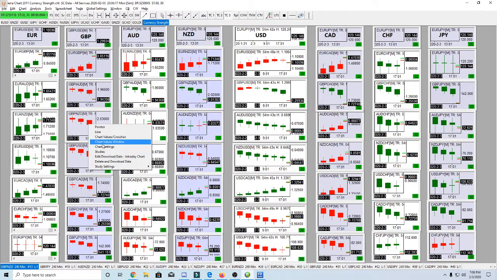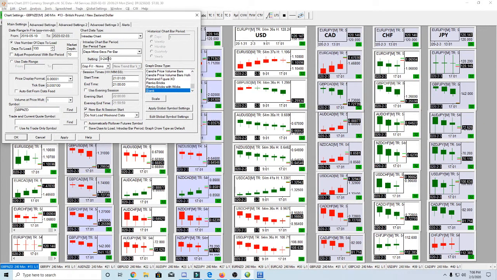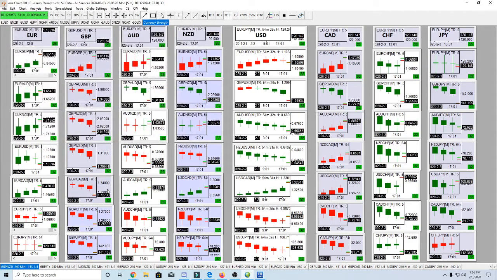Any of them. If I right-click and go to just any chart, I can go to chart settings. I can change this 240 to a 30. It would change the rest of them to 30. Just be aware it's going to take a minute for it to load up because this is a lot of data in here. All right, so you can play with it as you see fit. That's the currency strength chart.